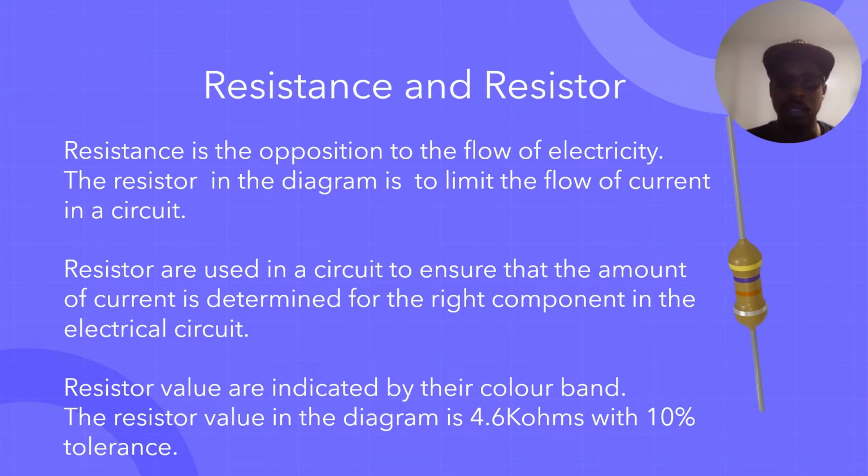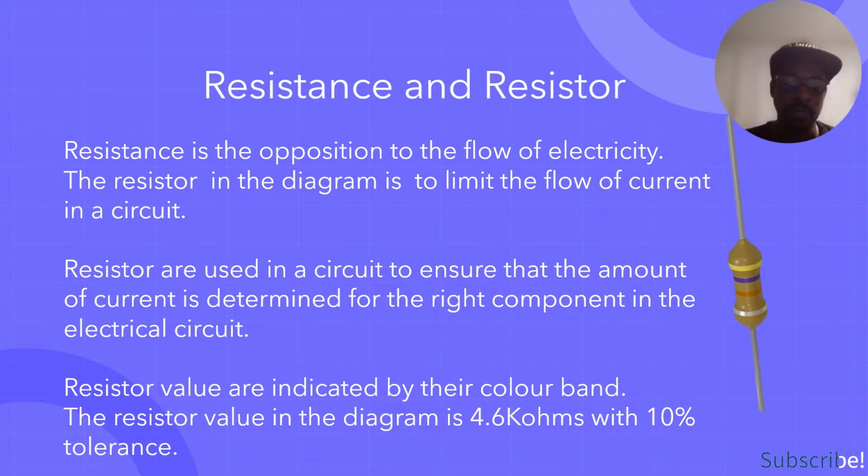Now, let us take a look into resistance and resistors. As you know, resistance is the opposition to the flow of electricity. The resistor in the diagram is to limit the flow of the current in the circuit.